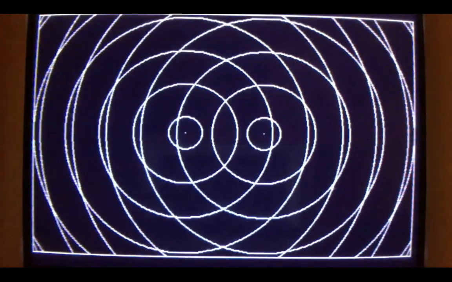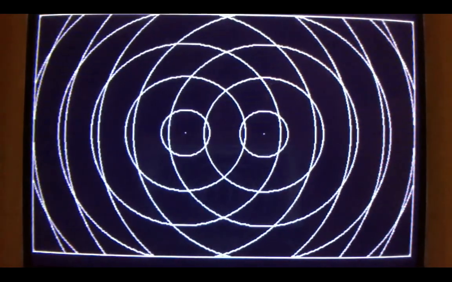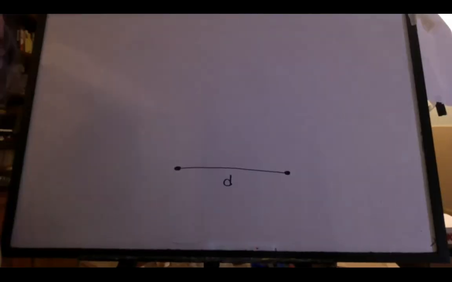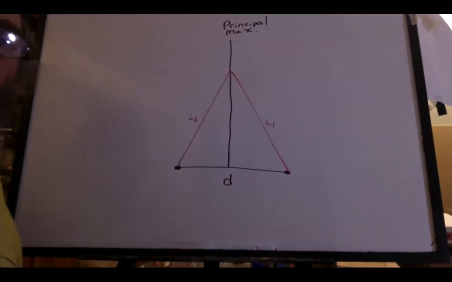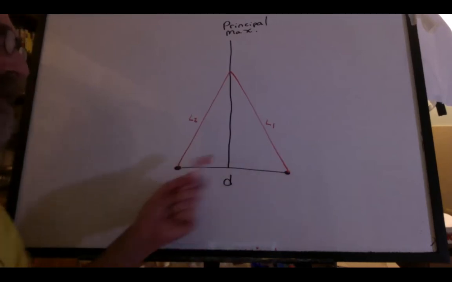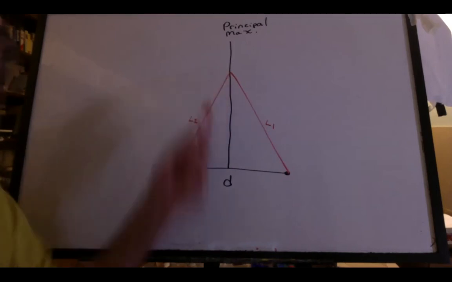What we need to do now is derive some math so we can use the pattern to calculate the wavelength. Here we have two sources. We can measure the distance between them. I've drawn in the principal maximum. This is the line along which the distance from each source will be the same. L1 and L2 are equal.